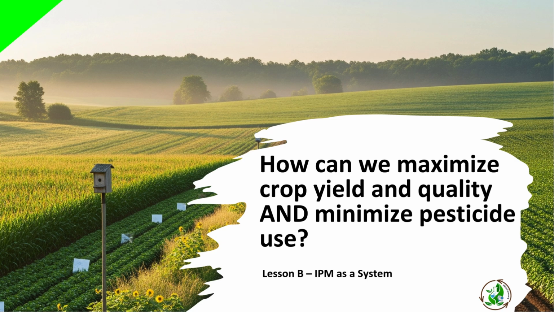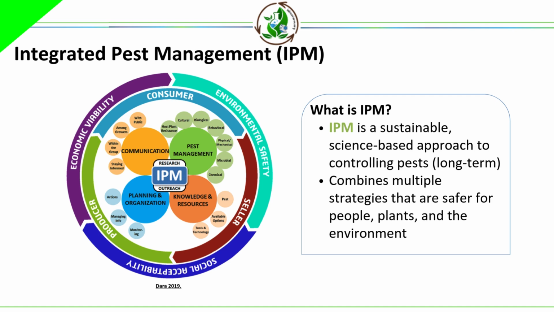IPM is a system, not a single tool, and it works best when it's tailored to the crop and local conditions. IPM is a sustainable, science-based approach to pest control. Instead of relying on one method, like spraying chemicals, it layers multiple pest management strategies. These include cultural practices, mechanical or physical controls, biological control using natural enemies, and chemical control only when necessary. The goal is long-term pest suppression, with minimal environmental harm. It's like having a diverse toolbox so you can choose the right tool or combination of tools for each job, instead of using a hammer for everything.